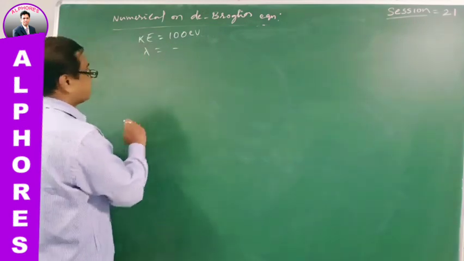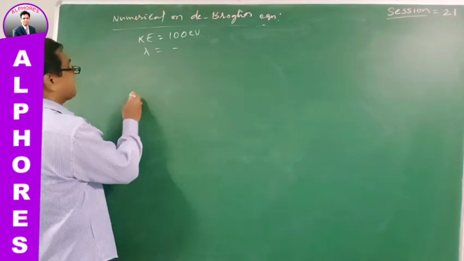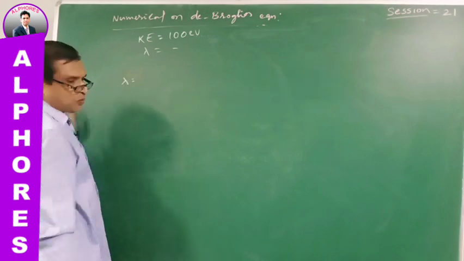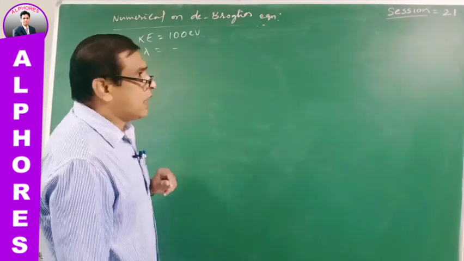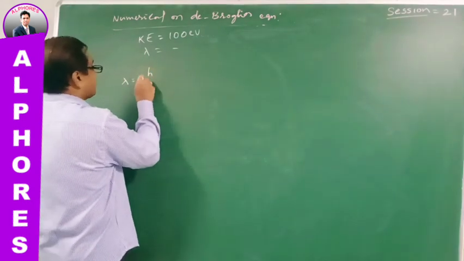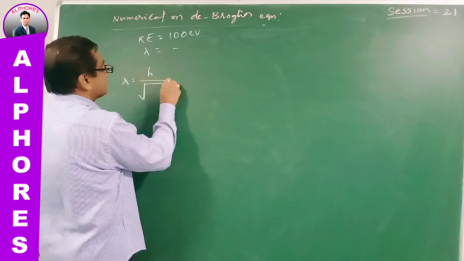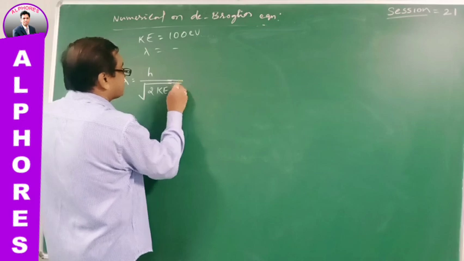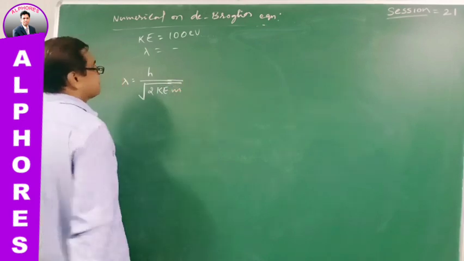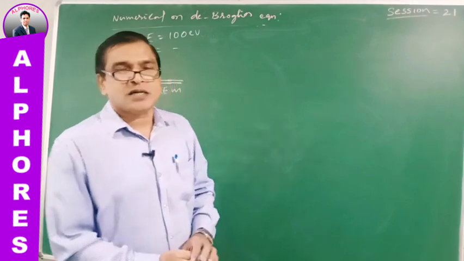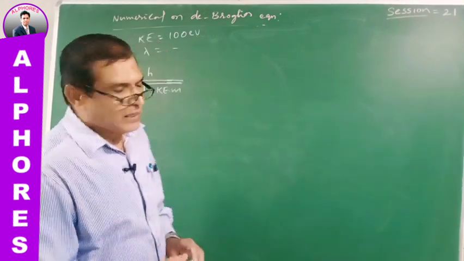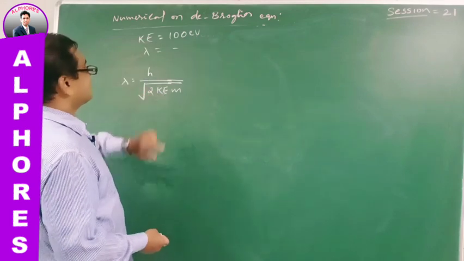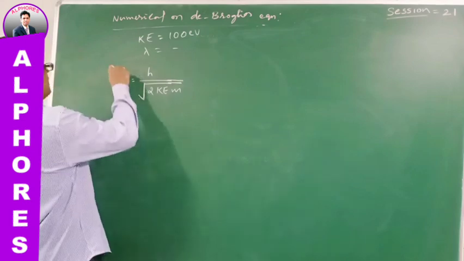Now, what is the relation between de Broglie's equation and kinetic energy? The de Broglie wavelength is equal to h, Planck's constant, divided by the square root of 2 KE times m, where m is the mass of the particle. So that is the approach for the numerical: lambda equals h over the square root of 2 KE m.